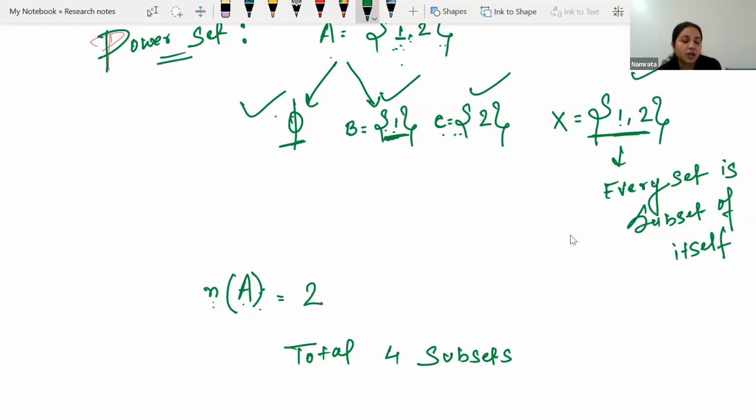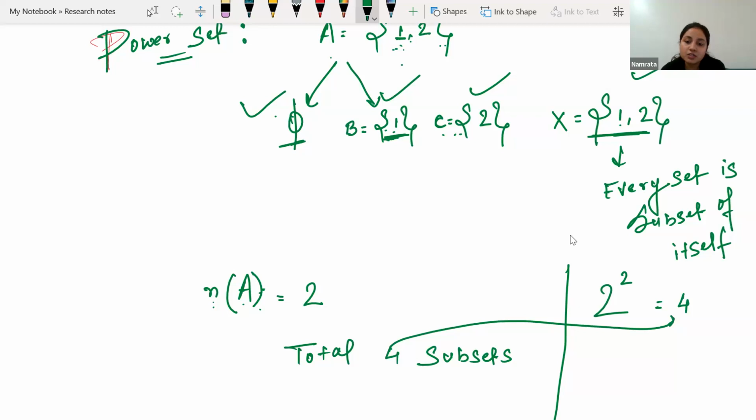Now there is a formula related to that. When we know the number of elements, we can write it as a power of 2, and that will give us the total number of subsets. That is 4 subsets. This 4 came from here. And what is this 2? This 2 is the power. Let me clear it.